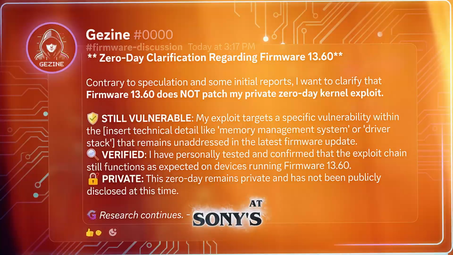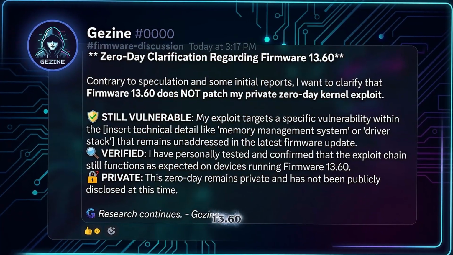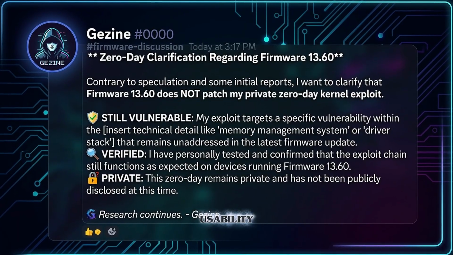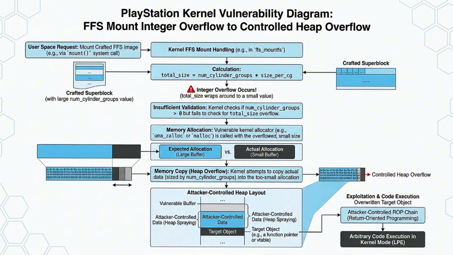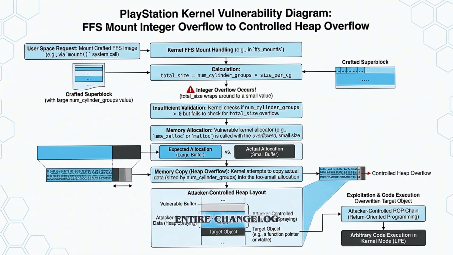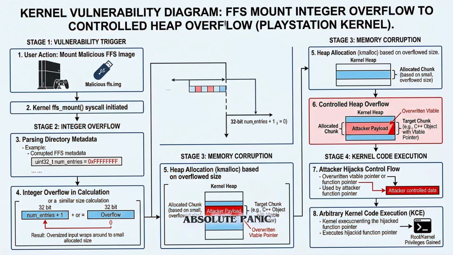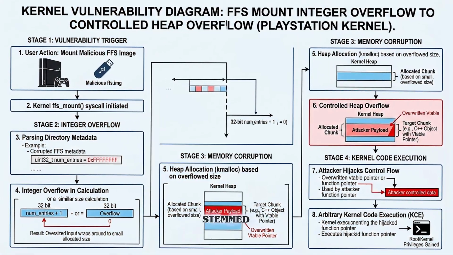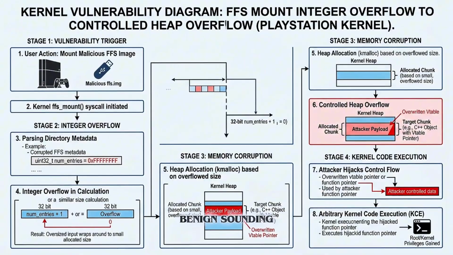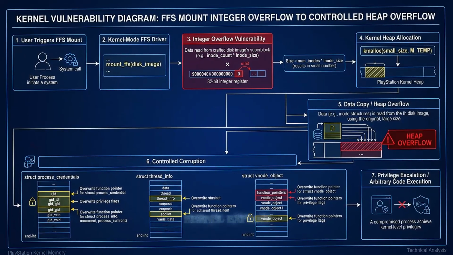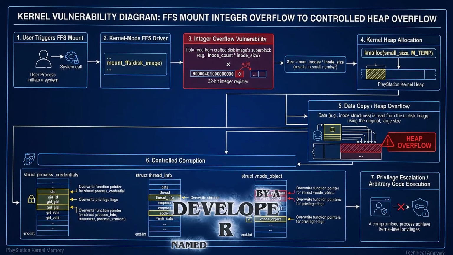Because if you look at Sony's official patch notes for 13.60, there is literally only one line of text. "Messages and usability have been improved on some screens." Yes, that is the entire changelog. But behind the scenes, on Reddit and developer forums, absolute panic set in. Well, the panic made sense. It stemmed from rumors that this benign-sounding usability update had actually patched the holy grail of the current modification scene. The private zero-day kernel exploit discovered by a developer named Gina.